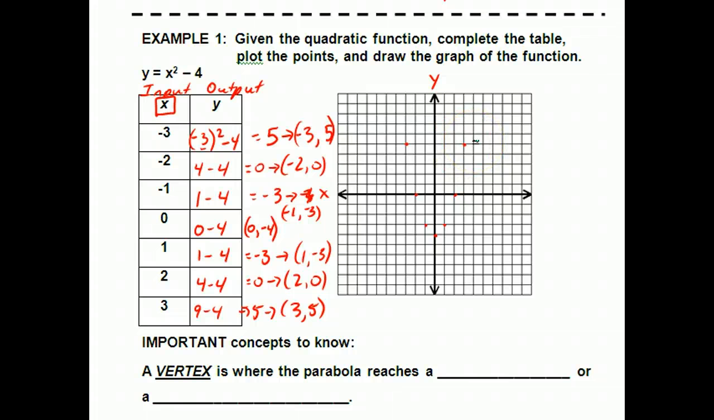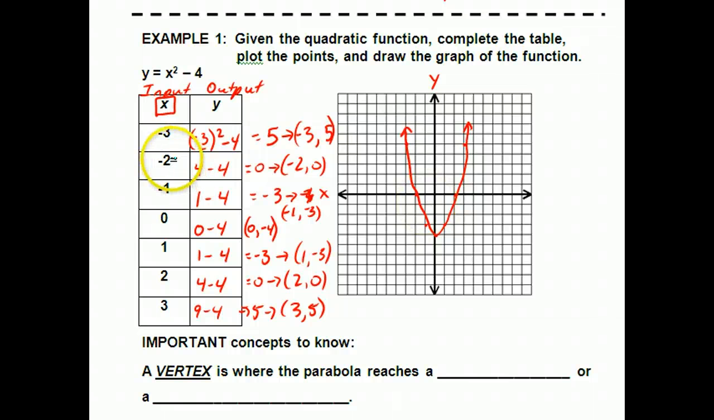So when I go and link up my points here, I get a shape that looks something like this. And this is a parabolic shape. Okay? So a couple of things to know about the equation, though, is that this equation means all the points that would be on this shape.